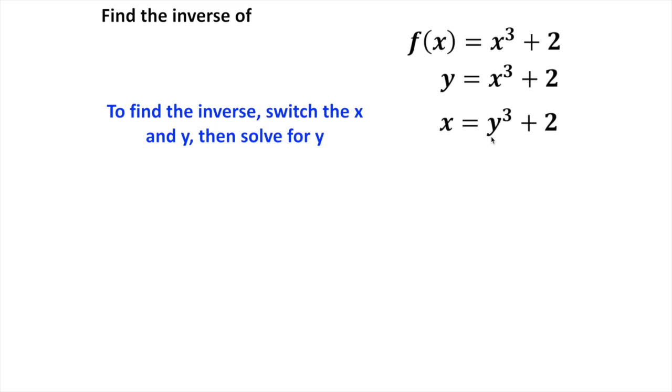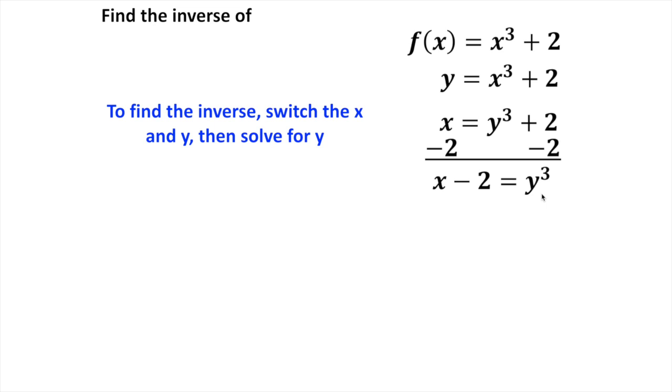I need to get y all by itself. This 2, I need to get rid of that. So I'm going to subtract 2 from both sides. And that'll give me x minus 2 is equal to y cubed. Now we have to ask, how can I get rid of this cube? Because I want just y. I don't want y cubed.